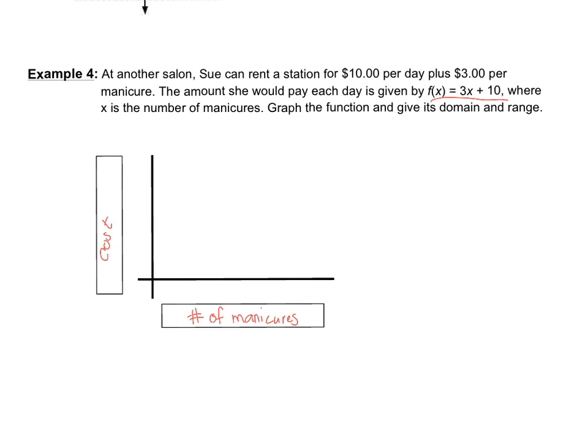And so we can make a graph listing out how many possible manicures. So we could start with 1, 2, 3, 4, 5, etc. If she has 0 manicures, it is actually going to cost $10. 2, 4, 6, 8, 10, 12, 14, 16, 18, 20. So 0 manicures cost $10 no matter what.